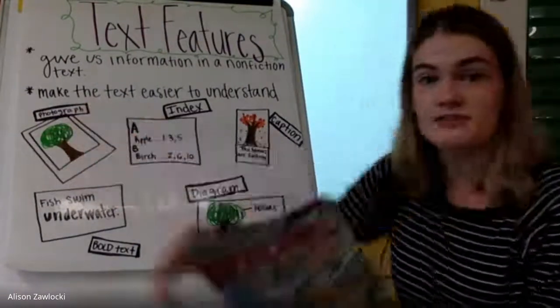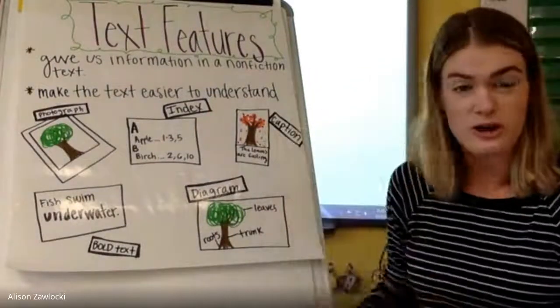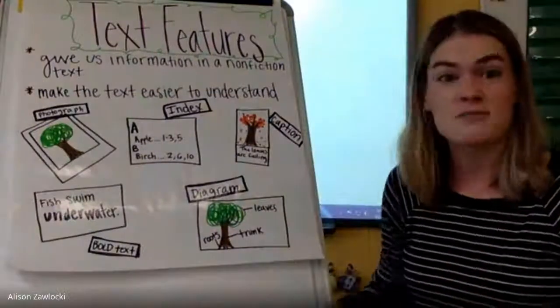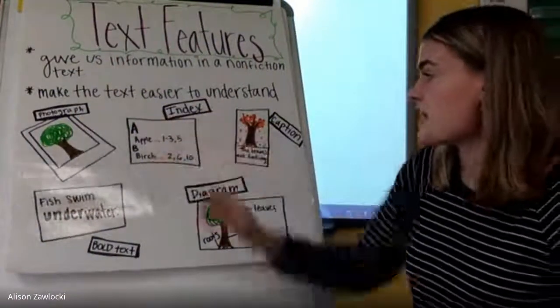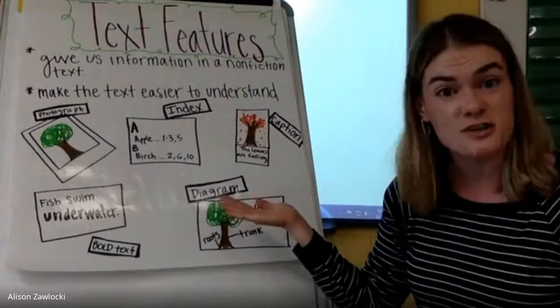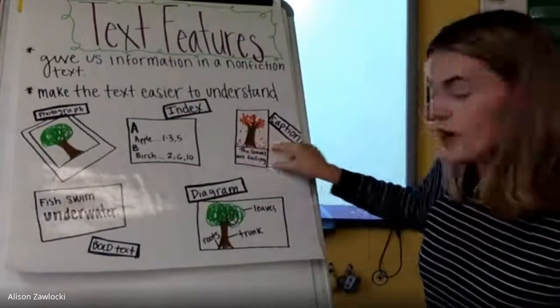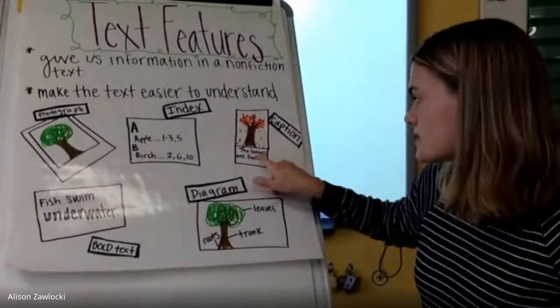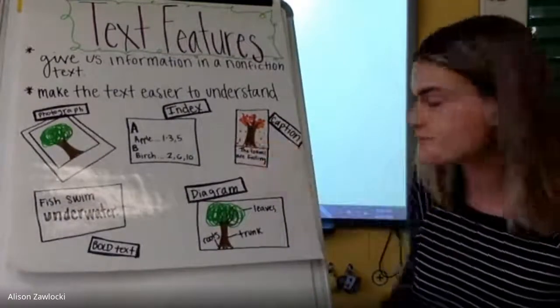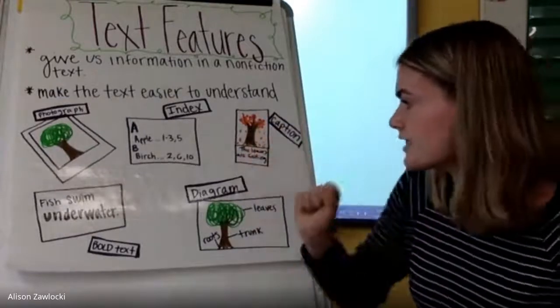A photograph, so something like an illustration, a picture about something real, or a photograph, something that's actually taken, something that's actually a picture. An index, so that will tell you where you can find certain things on certain pages. Caption, that is like words underneath a picture telling you what's happening. So right here I have a picture of a tree and it says the leaves are falling. That's a caption. That writes something about the picture to help you understand what you are looking at.